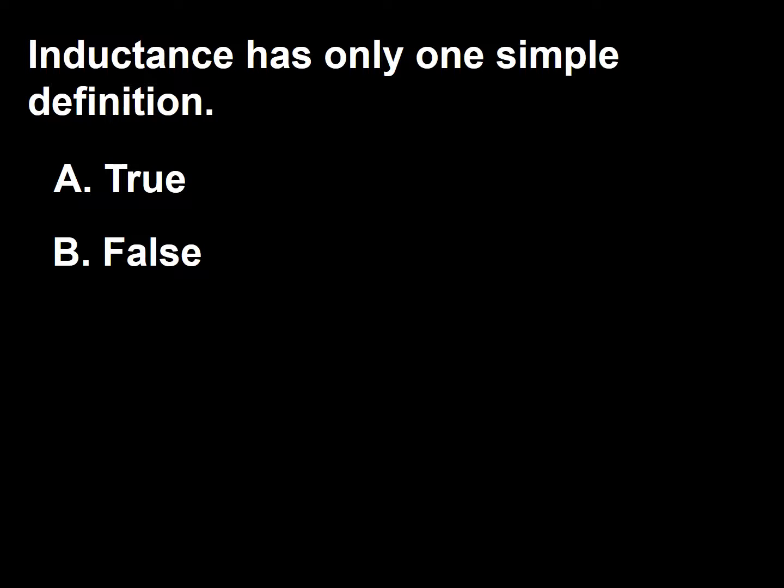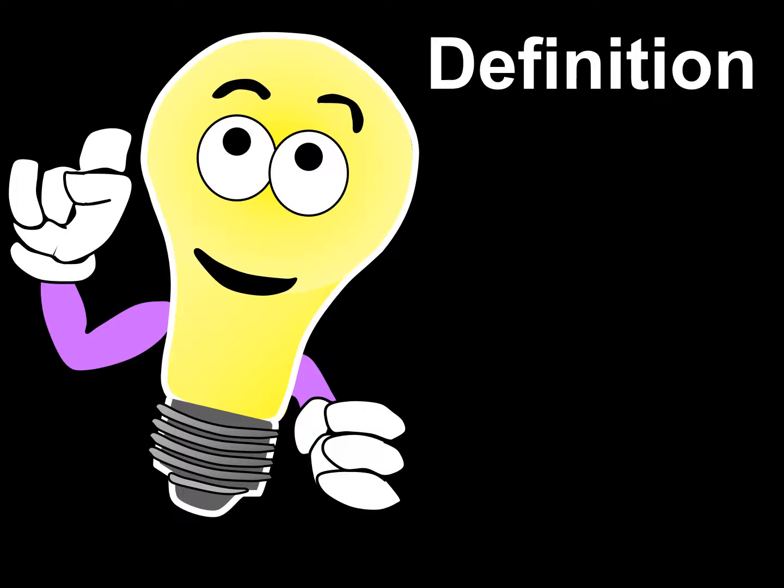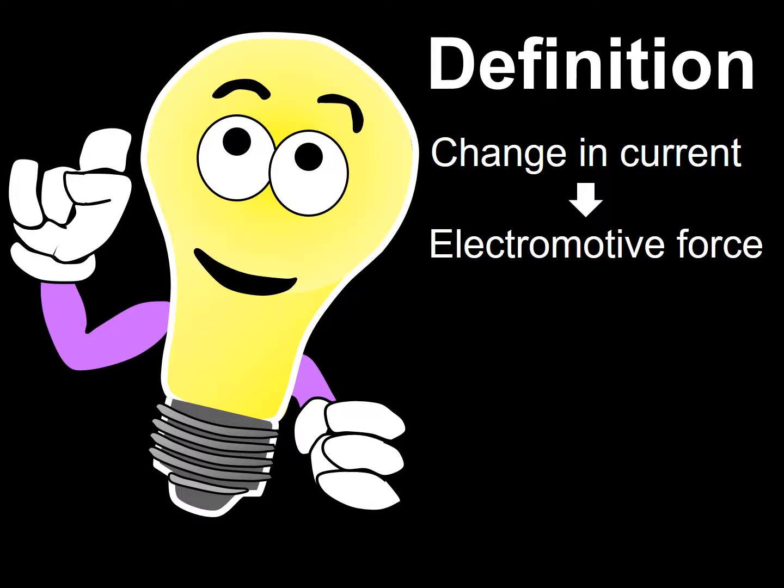Next question. Inductance has only one simple definition. A, true. B, false. Inductance can be defined as the property of electrical conductors by which a change in current throughout the electrical conductor induces an electromotive force.